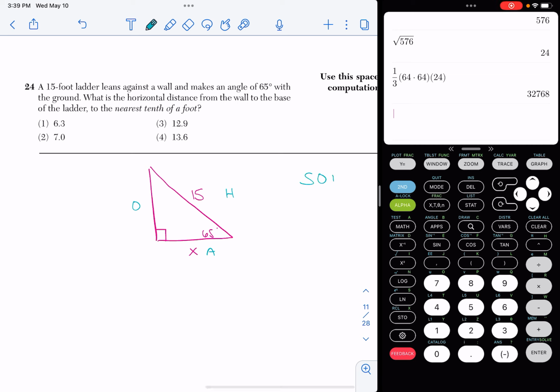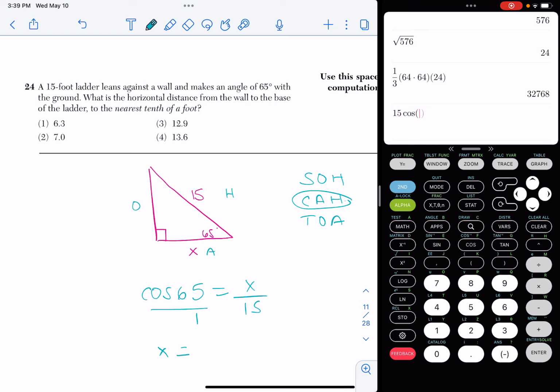Again, think about SOHCAHTOA. We have adjacent and hypotenuse, so that's why we're going to pick cosine. So cosine of 65 equals x over 15. Cross multiply. 15 times cosine of 65 is equal to 6.33, so on, and that gives us choice 1, 6.3.